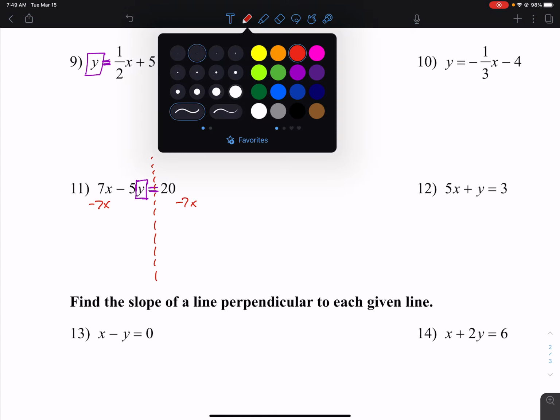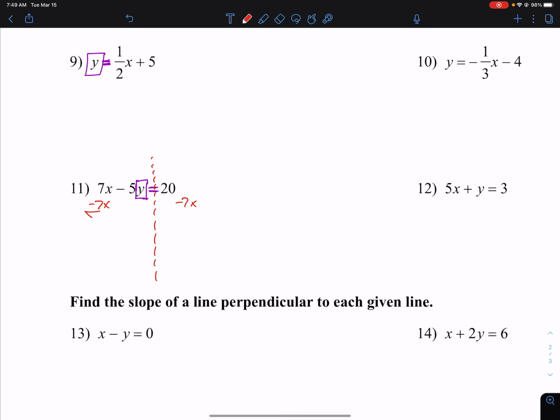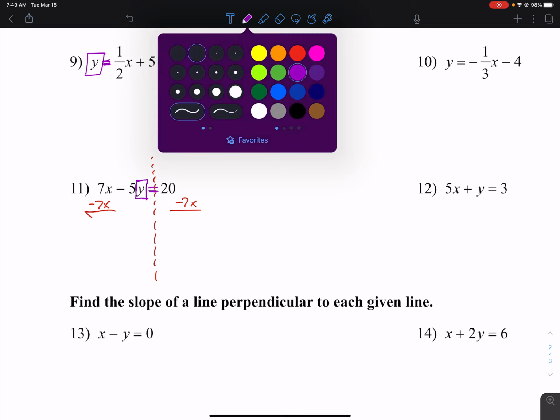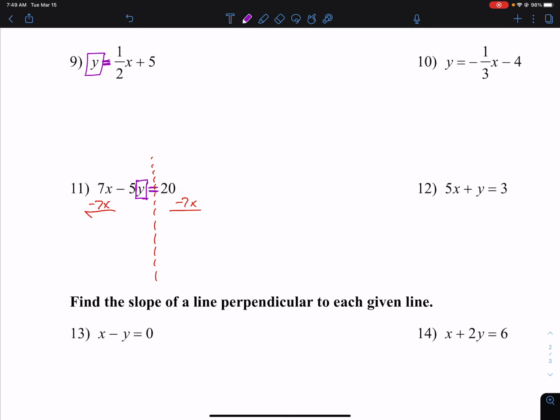That helps sometimes. All right, so then on the left side, when I subtract 7x, I get 0, so those go away. And the negative 5y remains. All right, don't forget that negative sign goes with it. And then on the right side, I have 20 minus 7x. I can't subtract those because they're not like terms, so I just write it as 20 minus 7x.